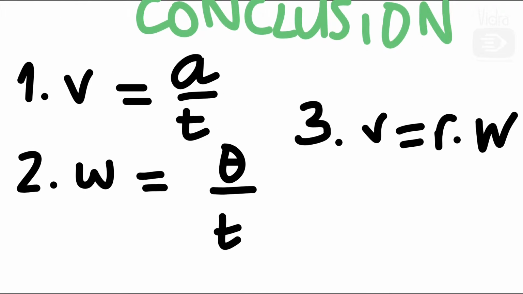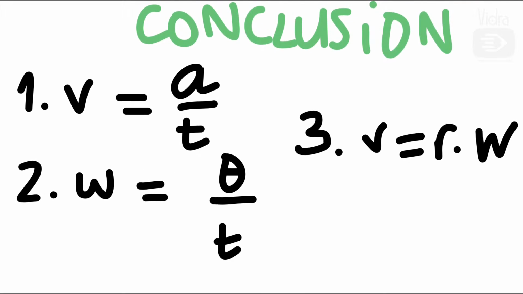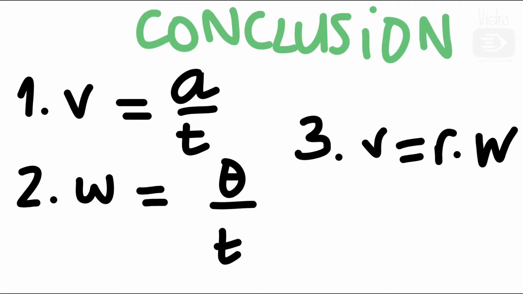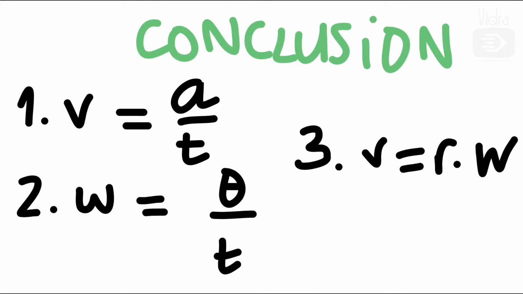The conclusion: linear velocity equals A over t. The angular velocity equals theta over t. The linear velocity equals radius times angular velocity.